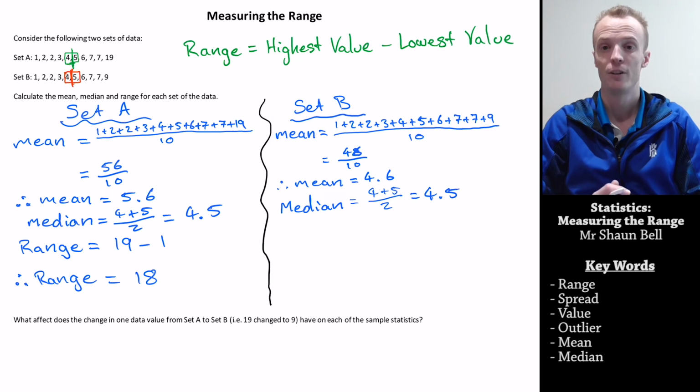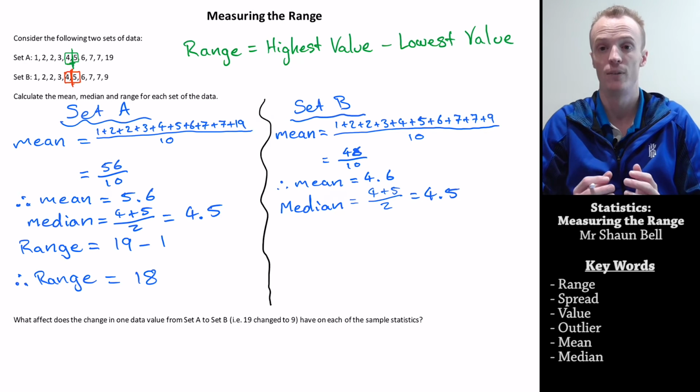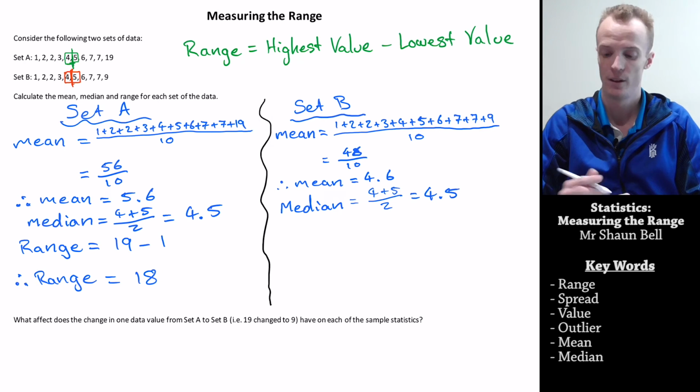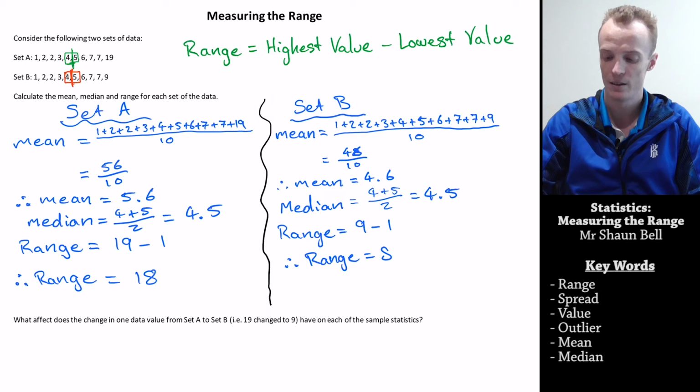And now for the range. Remember, the range is simply a measure of what is the difference between the lowest figure and the highest figure. And we find that by taking the highest figure and subtracting the lowest figure from it. So therefore, our range is going to be equal to the biggest figure or largest figure, which is 9, subtract the smallest figure, which is 1. Therefore, our range is going to be equal to 8.